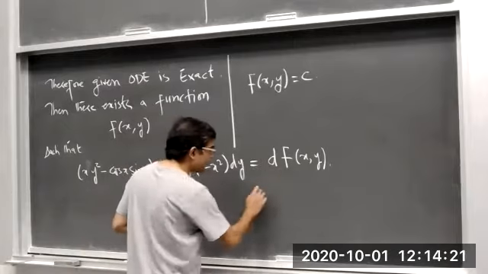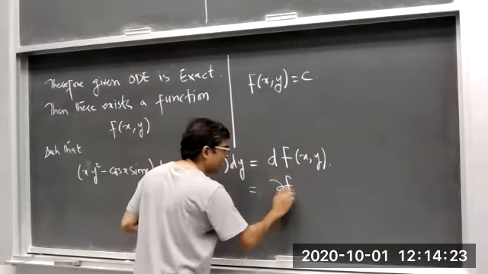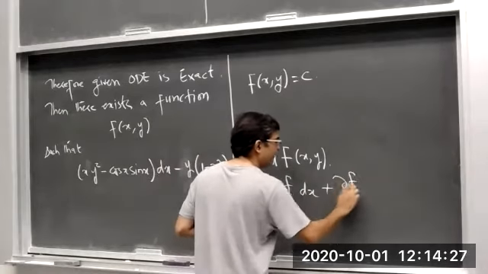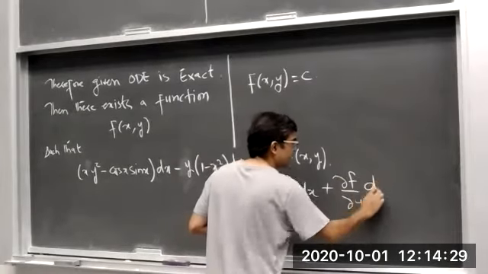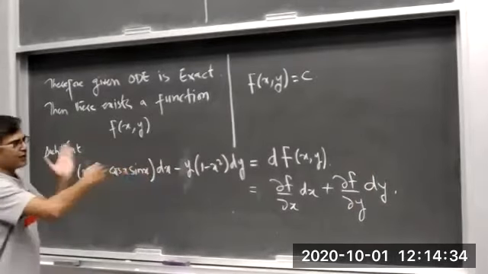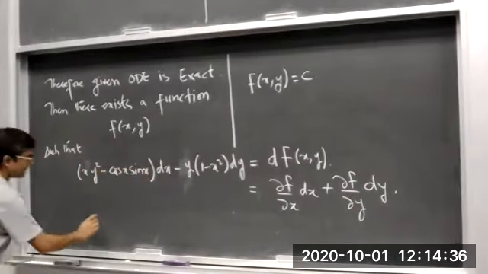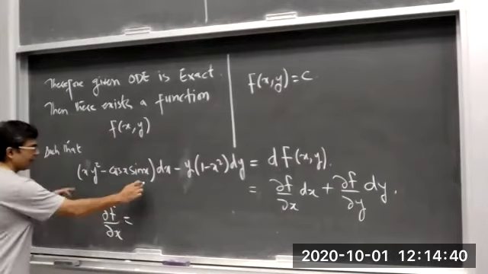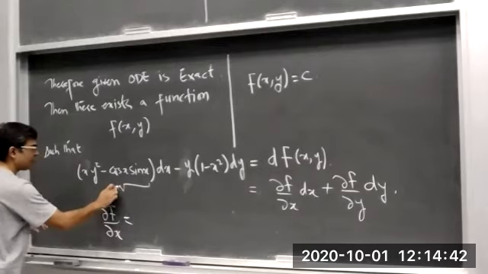If we take its differential, it should be what? Partial f over partial x dx plus partial f over partial y dy. ठीक है? अब लेफ्ट हैंड साइड और राइट हैंड साइड को अगर हम कंपेयर करें तो आपके पास पार्शियल एफ और पार्शियल एक्स किसके इक्वल होगा? It will be equal to this thing.